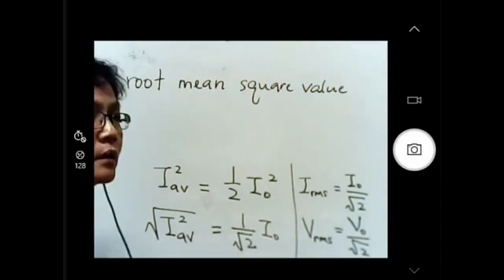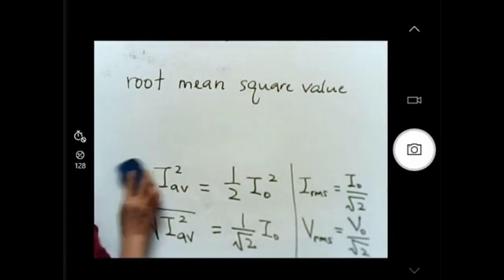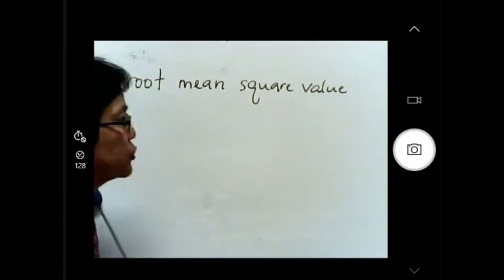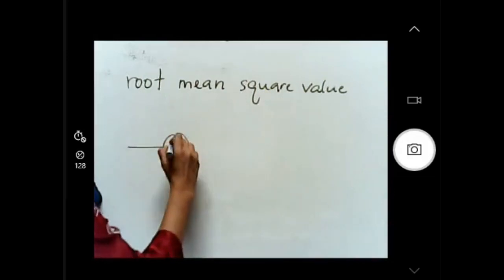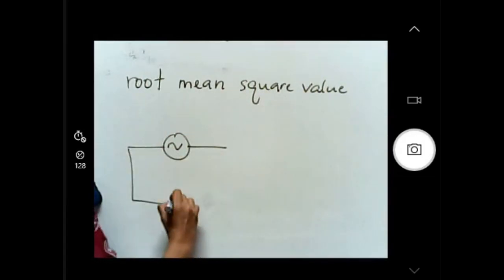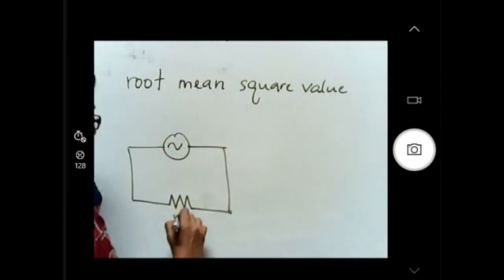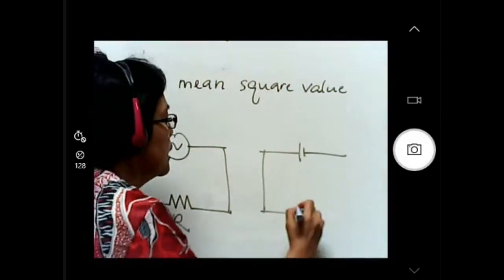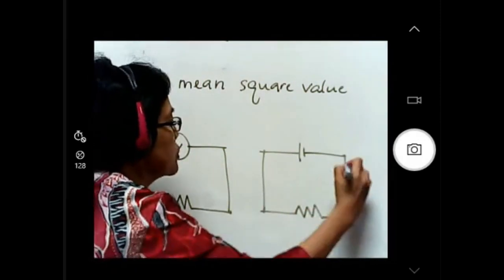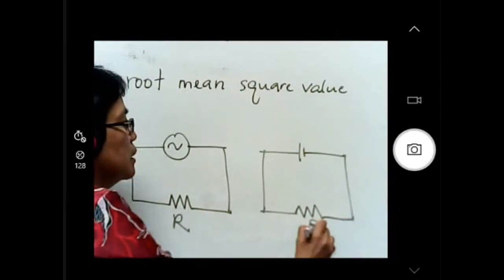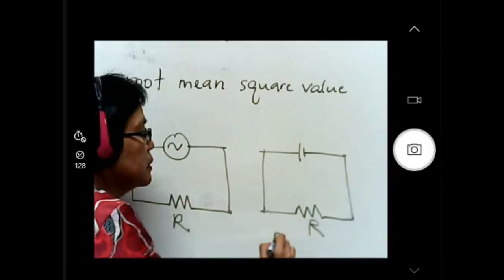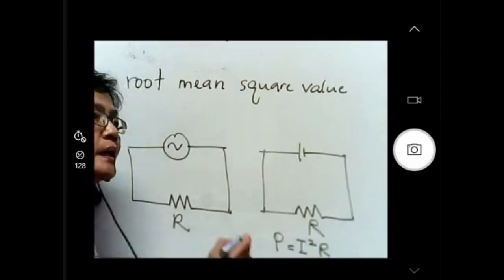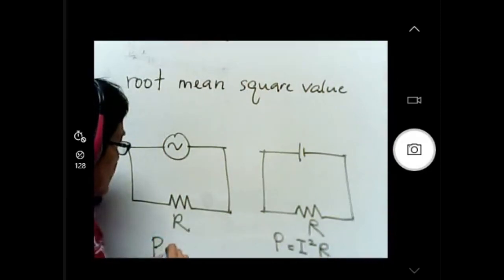Okay, so we call this a stable value. In terms of calculation, how do I know this is a stable value? We compare using an alternating source and a resistor. Then with the same resistor, we connect it to a direct current source. The power dissipated here, as we know, equals I squared R, and will be the same as the power dissipated here.